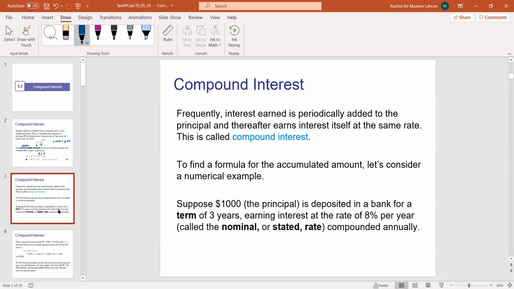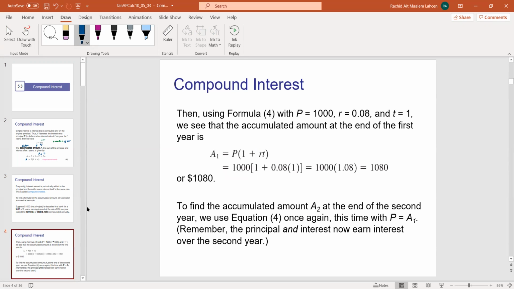So suppose there is $1,000 deposited in a bank for 3 years, earning an interest rate of 8%. This 8% is called the nominal or stated rate, and it's compounded annually, for example. Then if we use this formula, for the first year, we're going to have 1,000 times, in the formula, (1 plus rt). r is the rate, and t is the first year, right? And it gives us 1,080.